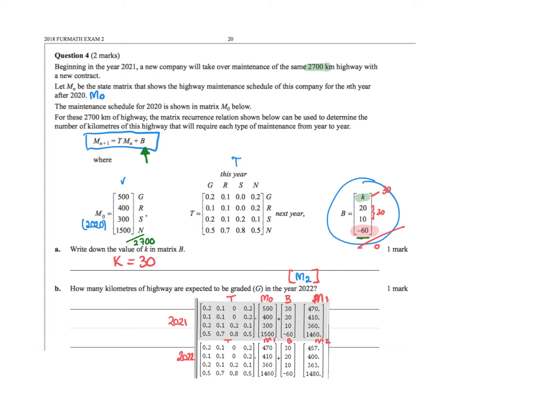Now they asked for how many, so remember this is graded, resurfaced, or whatever they were, S and N, and they want how much to be graded in 2022, so we'll say 457 kilometres.